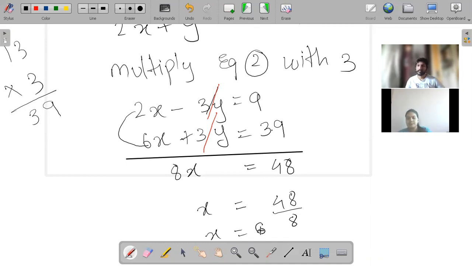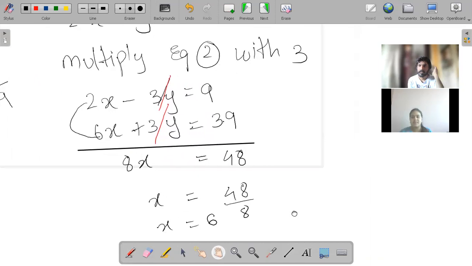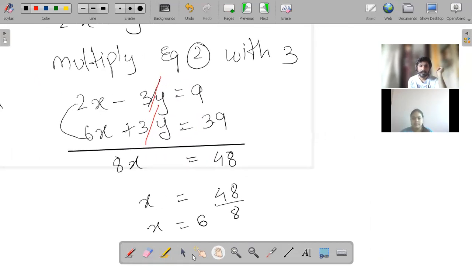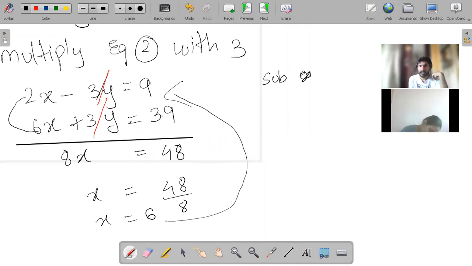Done writing? After this, that is why it became easier to do it right now. Okay, now that's fine. Now what to do? Substitute x in the first equation. Can you do that? Yes. Substitute x is equal to 6 in equation 1.